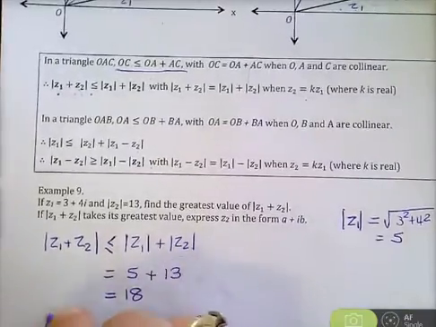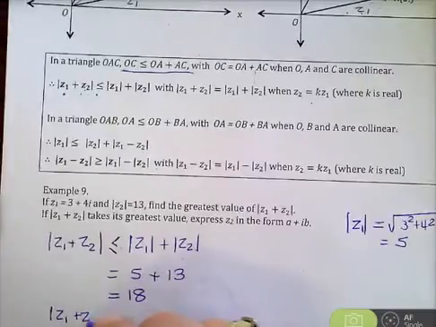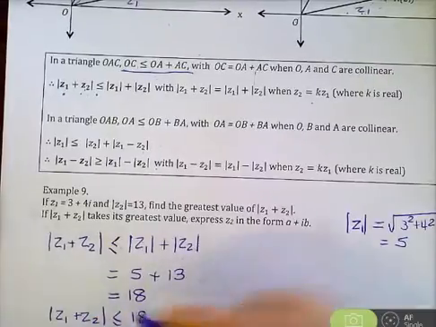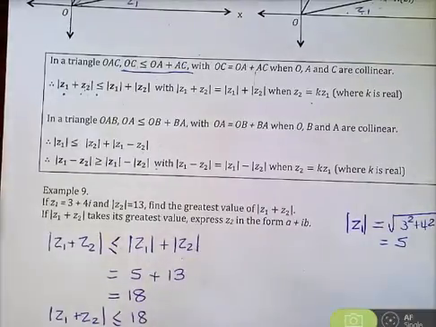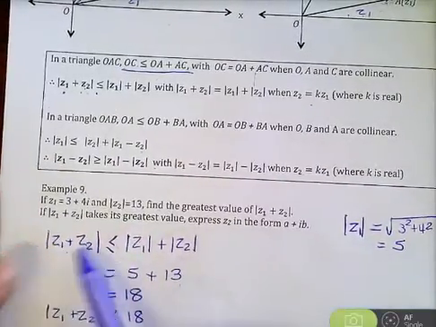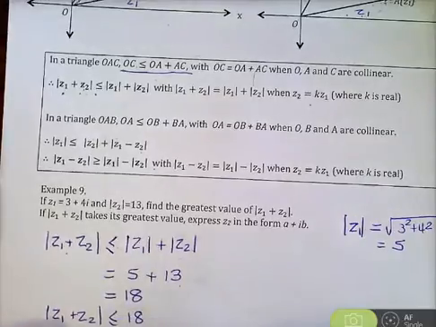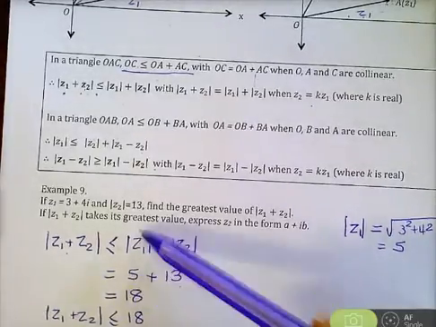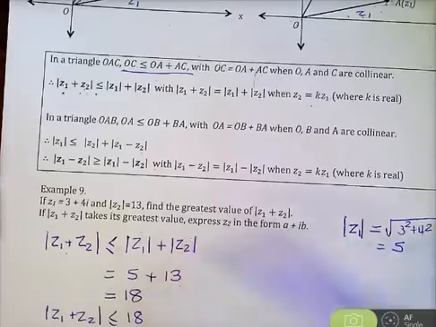So what I'm really saying is that the modulus of Z1 plus Z2 is less than or equal to 18. Is that okay? Because those values are equal to those. So basically the modulus of Z1 plus Z2 is less than or equal to 18. Because I'm just saying, well, that equals 5 and that equals 13. Okay?